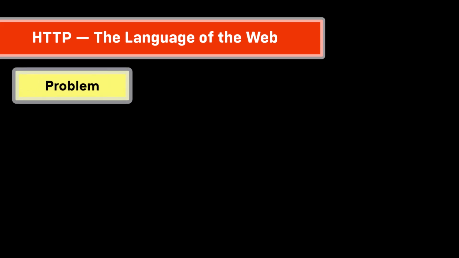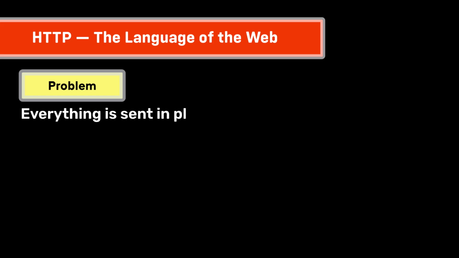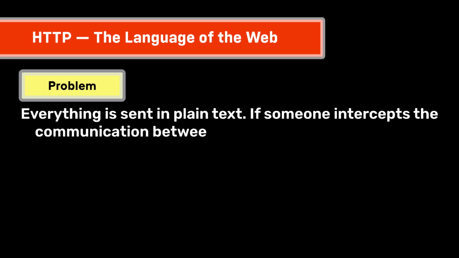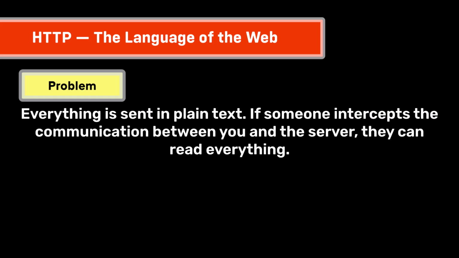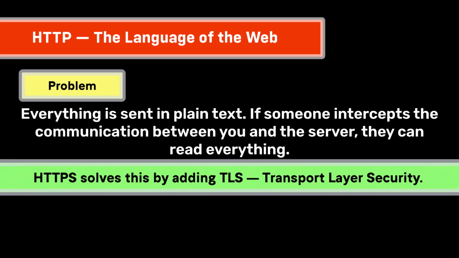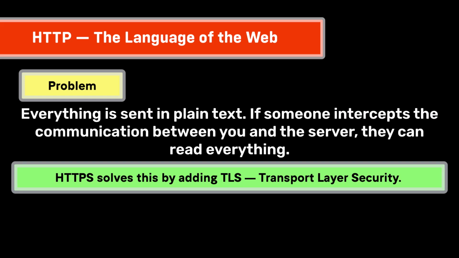Now here is a problem with HTTP, because everything has a problem, right? So HTTP also has a problem. Everything is sent in plain text. If someone intercepts the communication between you and the server, they can read everything. Your passwords, your messages, your credit card numbers, everything. That's terrifying, right? So HTTPS solves this by adding TLS, Transport Layer Security. TLS encrypts the communication so that even if someone intercepts the data, they see nothing but scrambled gibberish.